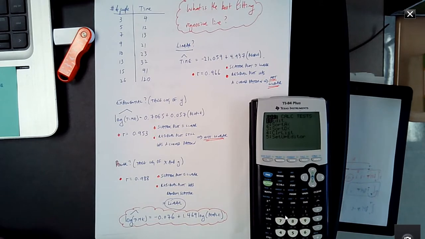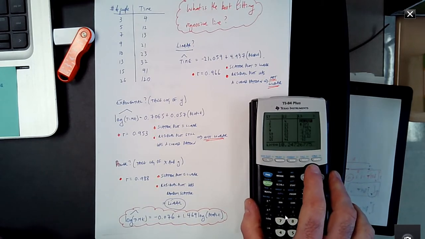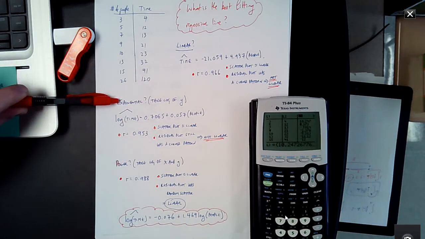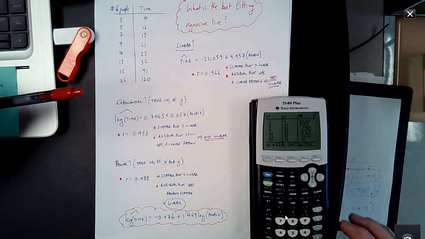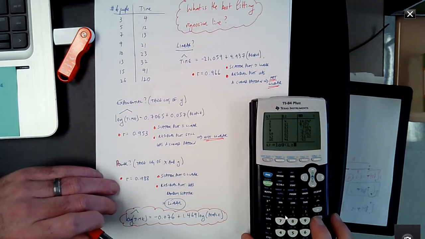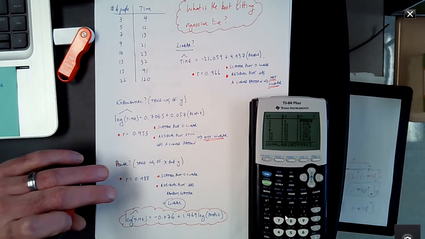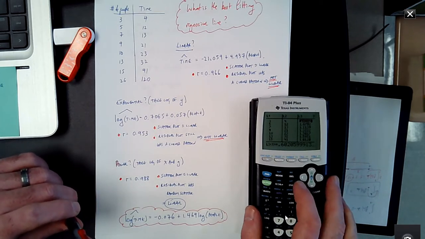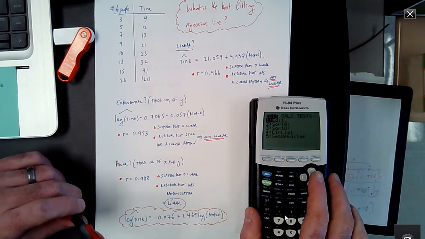So what I do is I go back to my tables, and in L3 this time, I'm going to take the log of y to see if it's going to be exponential. I go here and press log, and then I do L2 because that's where all my y values are. Close parentheses, and I've got all my log values. So let's go ahead and calculate the least squares regression line. We'll go to Stat.